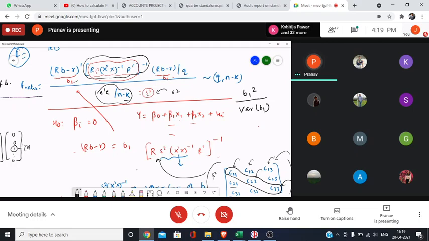Now if you just square root this, it will become B1 upon standard error of B1, which is nothing but your T ratio with degree of freedom given by n minus k. So this is your T ratio.